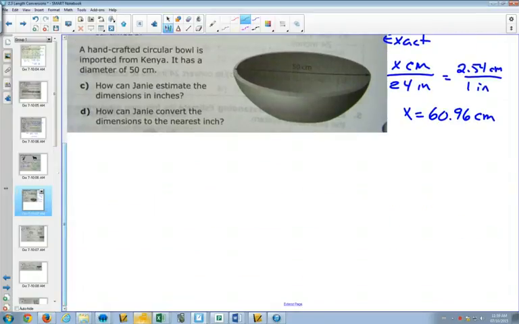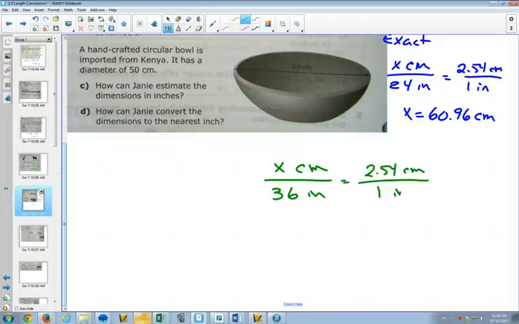If we wanted to figure out exactly how many centimeters was the 36 inches, we could set up the same proportion. And multiply both sides by 36. And we get 91.44 centimeters. So that's how we could find it exactly.